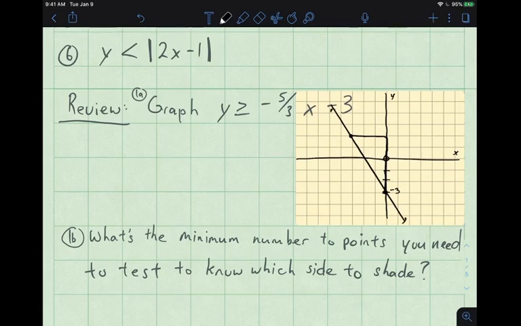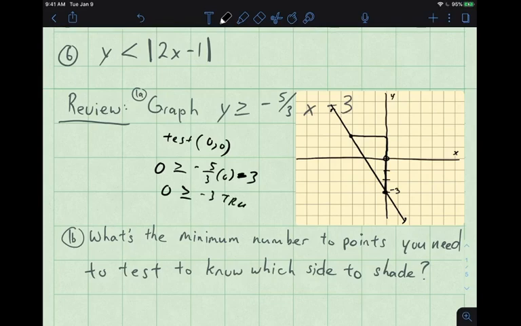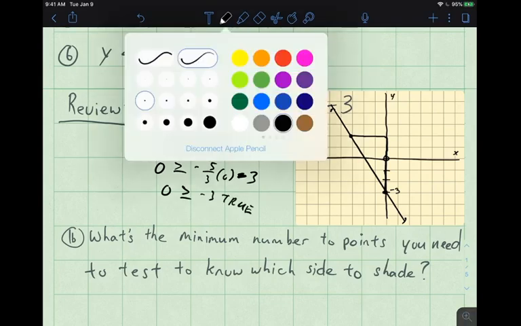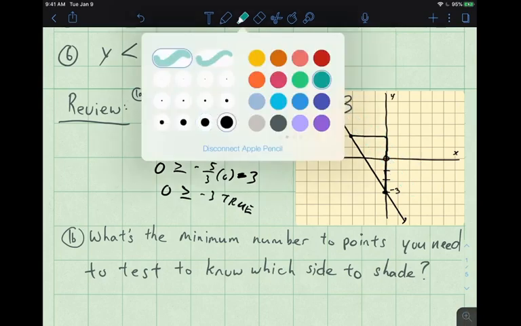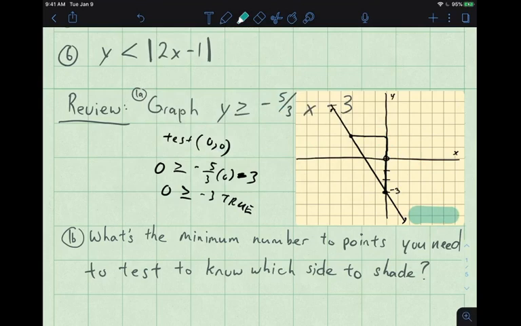So now I test a point. 0, 0. Let's see if that makes this equation true. Is 0 bigger than or equal to -3? That's true. So then when I shade, it's going to be on this side of the graph. I feel like I'm going to do that a lot better. Let's make my highlighter huge. Yeah, that's going to be this whole side of the graph.